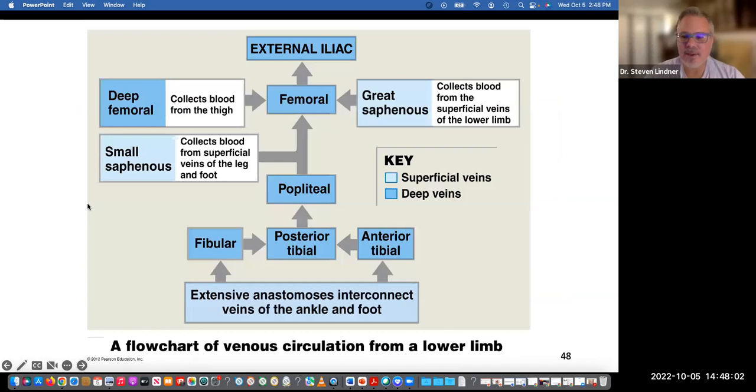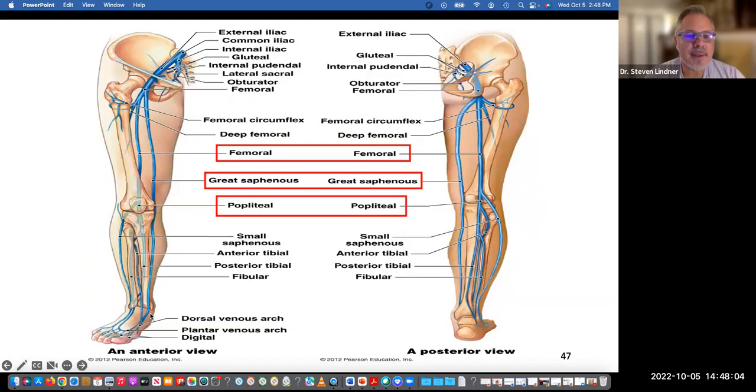And let's see if we can follow it up again. So from the foot, it's going to find its way into the greater saphenous vein. From the foot, on that posterior side, we could see the fibular vein. We could see the posterior tibial. We could see on that lateral side, the small saphenous vein. And on the medial side, we can see the greater saphenous. And they all work their way up.